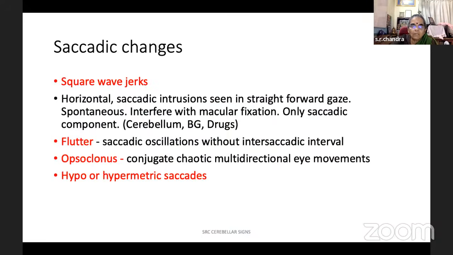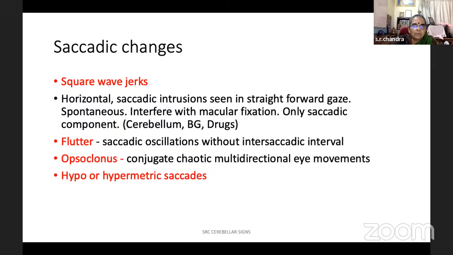What is square wave jets? Horizontal saccadic intrusion seen in straight-ahead gaze. It interferes with macular fixation. It has only fast components, slow components are not there. So that is very useful in diagnosing Friedreich's ataxia.